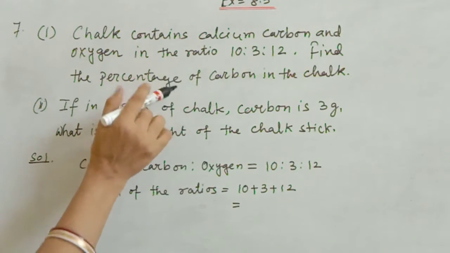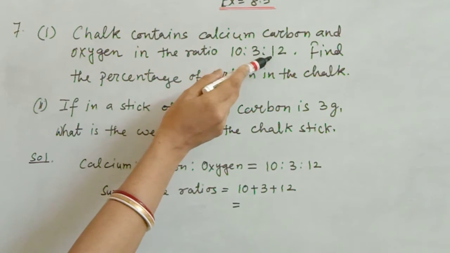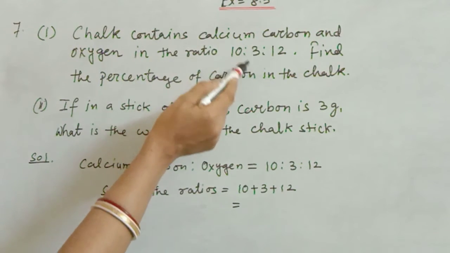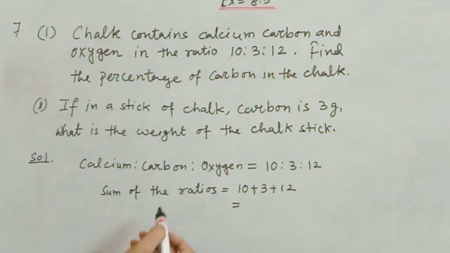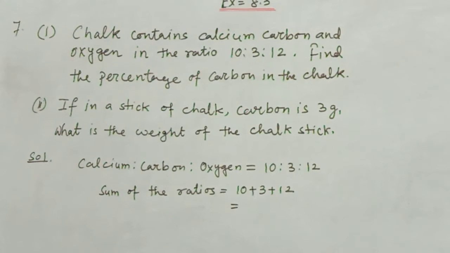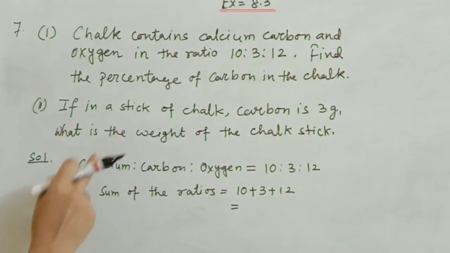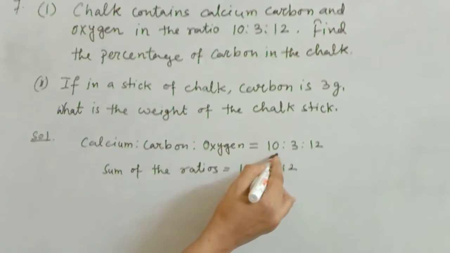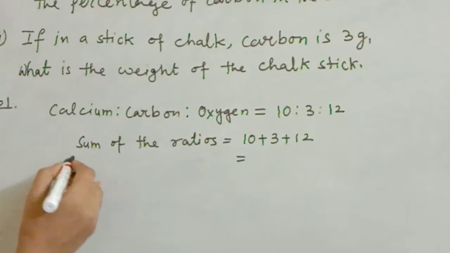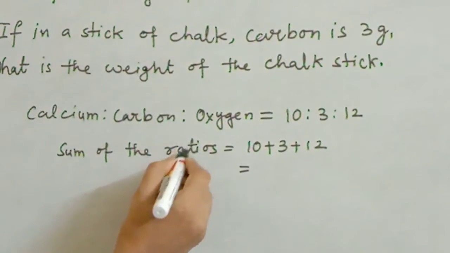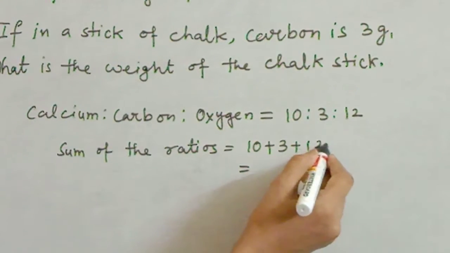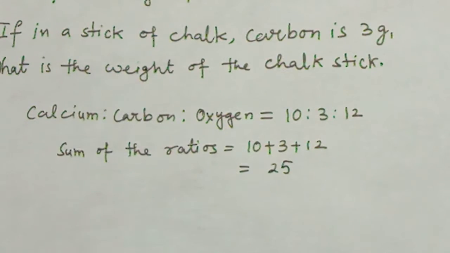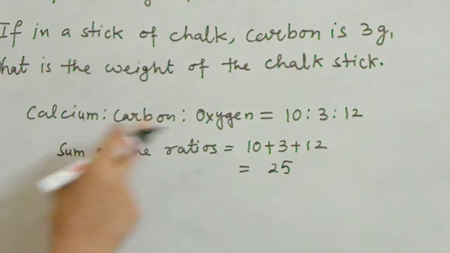Now, for the first part, you know that if the ratios are given and you have to find the percentage of each part, you can find it out. In the previous sum also, you have done this kind of sum. So, calcium is to carbon is to oxygen is equal to 10:3:12. The sum of the ratios is 10 plus 3 plus 12, that is 25.